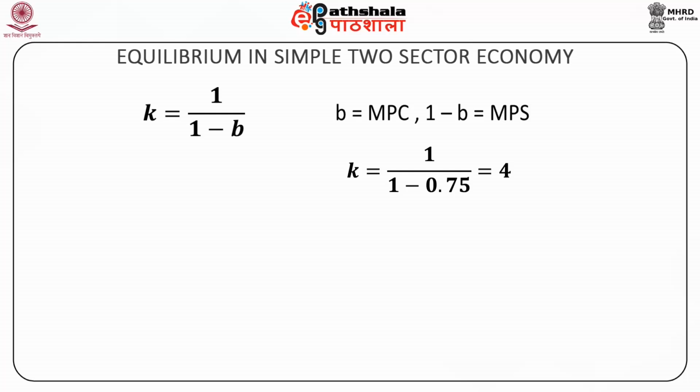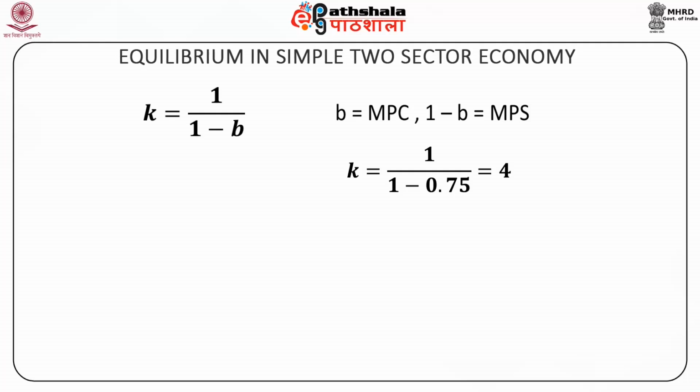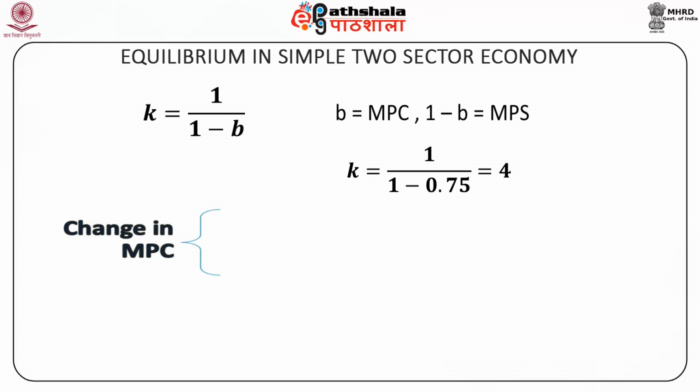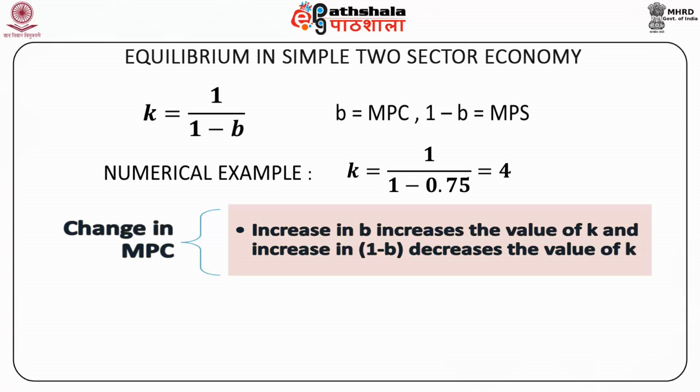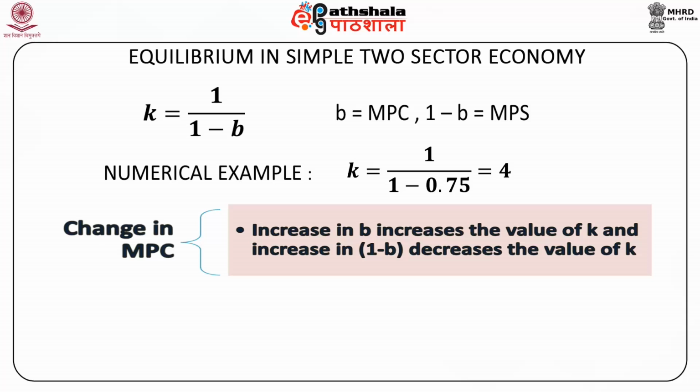There are 2 points to remember in case of a multiplier. First, an increase in b or MPC increases the value of the multiplier. This is so because a higher b implies a higher level of additional consumption in the economy from an increase in income. In contrast, a higher MPS, that is 1 − b, will lower the income generating power of an increase in autonomous investment or consumption.